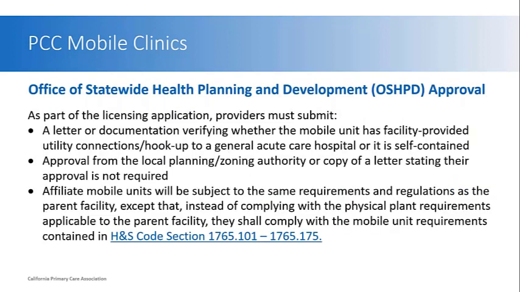Another crucial piece of the application for a mobile clinic license is approval from the Office of Statewide Health Planning and Development, or OSHPD. You must submit with your application a letter verifying whether the mobile unit is self-contained or if it has facility-provided utility connections, and documentation of approval from the local zoning authority. If local zoning authority does not require approval, submit a copy of a letter stating that approval is not required. If you are applying for an affiliate mobile clinic license, the unit will be subject to the same OSHPD requirements.